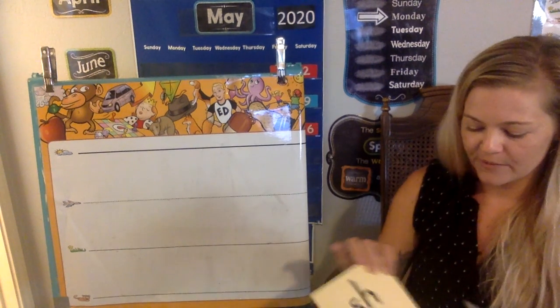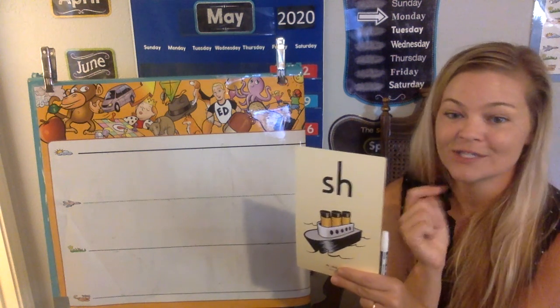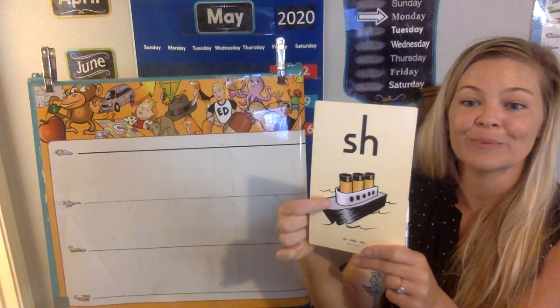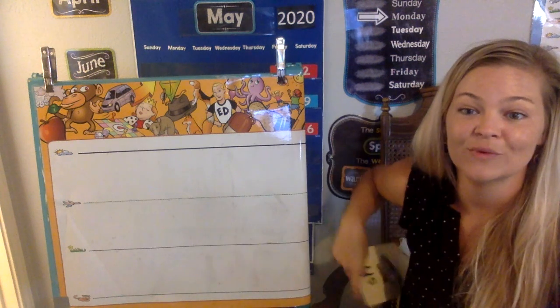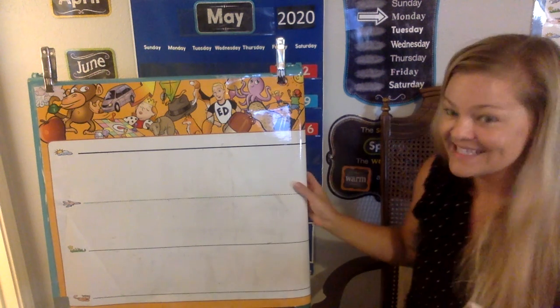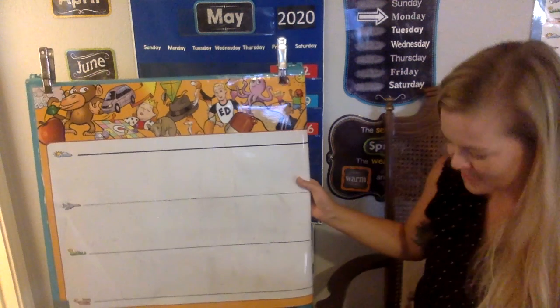So we know an S normally makes a S sound like snake. We know an H normally makes a H sound like hat. But when you put them together, an S and then an H, then it makes a sh sound like a ship in the ocean. Okay, so this is the digraph we're going to be reviewing today. All right, let's spell some SH words.